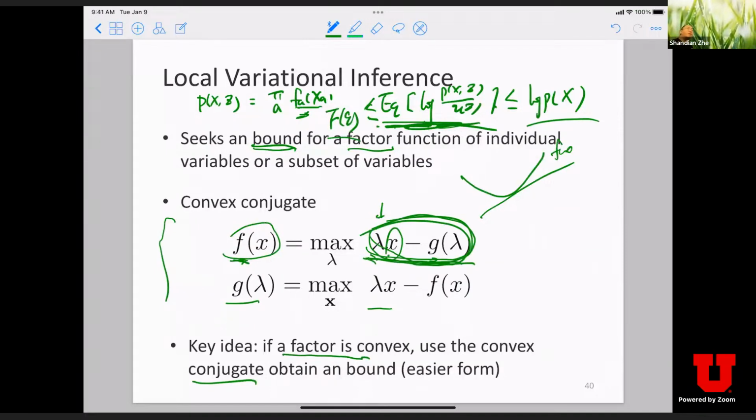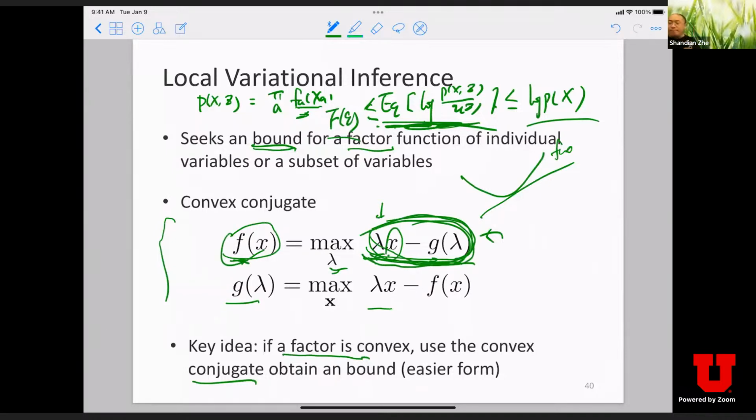Of course, introducing this additional lower bound to the original probability factor will introduce an additional parameter lambda. If you want to tighten the bound, you also want to optimize lambda, to make this lower bound as close to f(x) as possible. So of course there's no free lunch. This lambda is called a variational parameter, because it is an additional parameter introduced to tighten the bound.